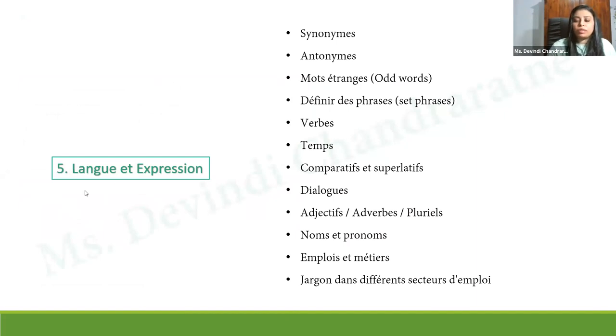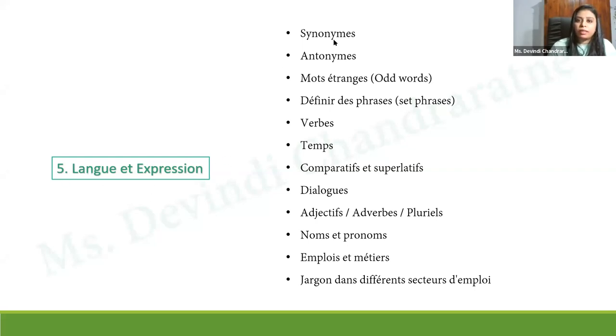Okay, so now I'm coming on to the last part, and that is about the language and expression. We were talking about this in the first part of the paper, like this is included in the first paper, the 2 hours paper, and I have told you that this is something new. So I have some suggestions which might be there in your paper under this language and expression part.